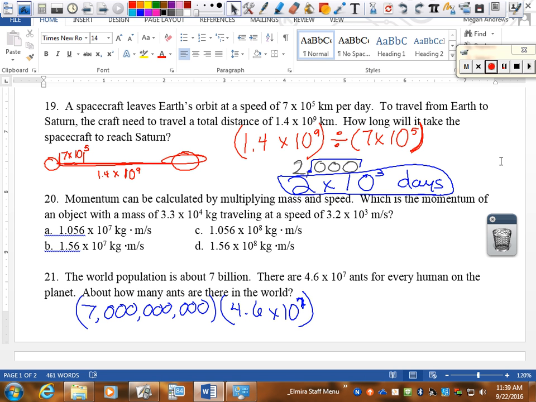Well, I drew a picture, okay? This represents Earth, this represents Saturn, and it said the whole distance was 1.4 times 10 to the 9th. Okay, what it can travel in a day is 7 times 10 to the 5th. That's a piece of the distance, and I want to know how many pieces there would be. So it only makes sense if I know the whole and I know a piece to divide.